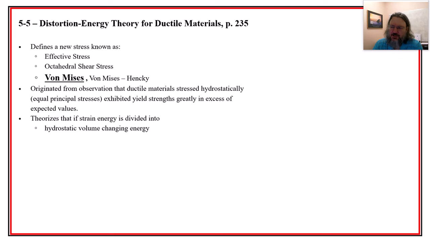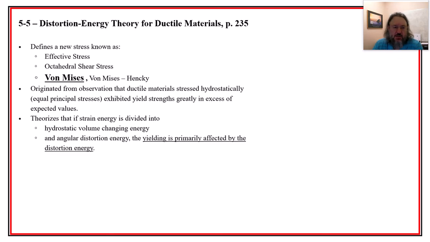So we have hydrostatic, volume-changing strain energy. And then we had angular distortion, or distortion that brought the thing out of its principal shape. If it's a cube starting out, it becomes some other shape, like a rectangle, or a rhombus, or whatever. That is distortion energy, right? So you get the two kinds: the volume-changing energy where it's equal on all sides, and this distortion energy.